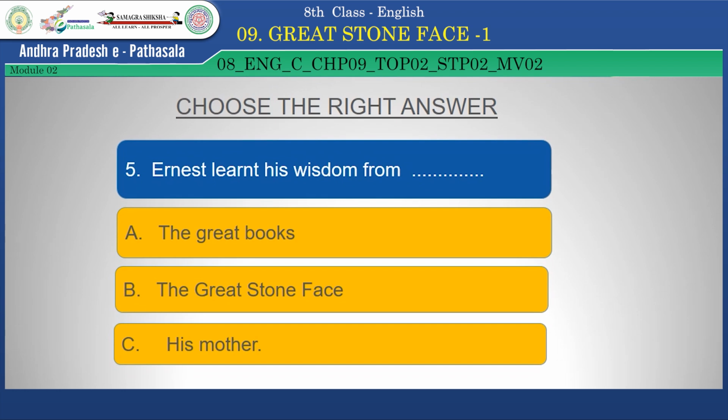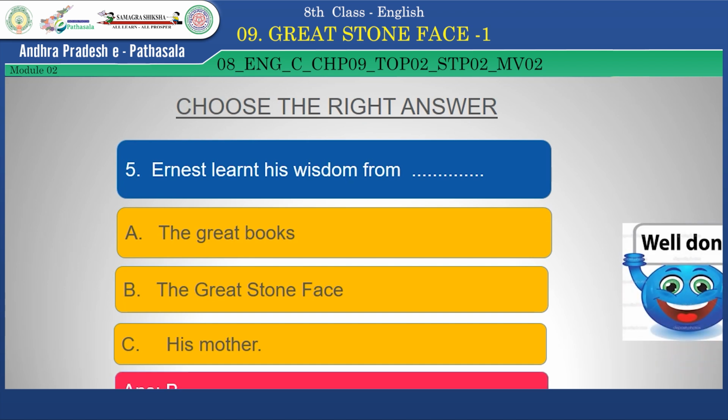Choose the right answer. Question number 5. Ernest learned his wisdom from option A, the great books, option B, the great stone face, option C, his mother. Excellent. The answer is option B, that is, he learned his wisdom from the great stone face. Okay? Now, dear children, let us see what happened next.